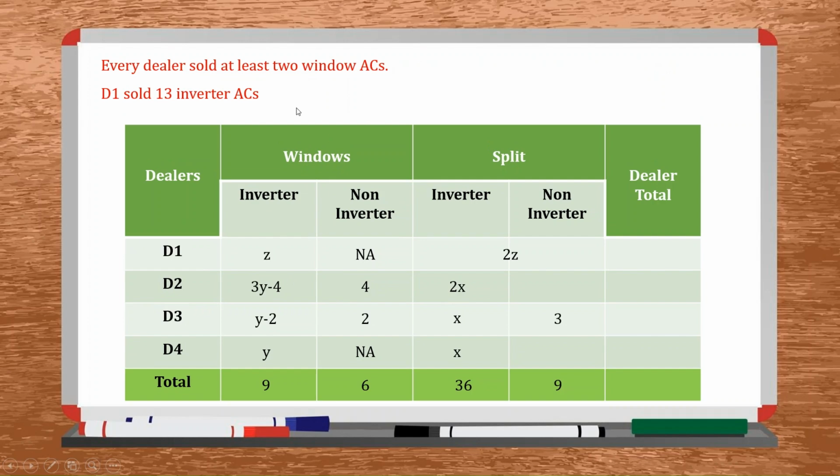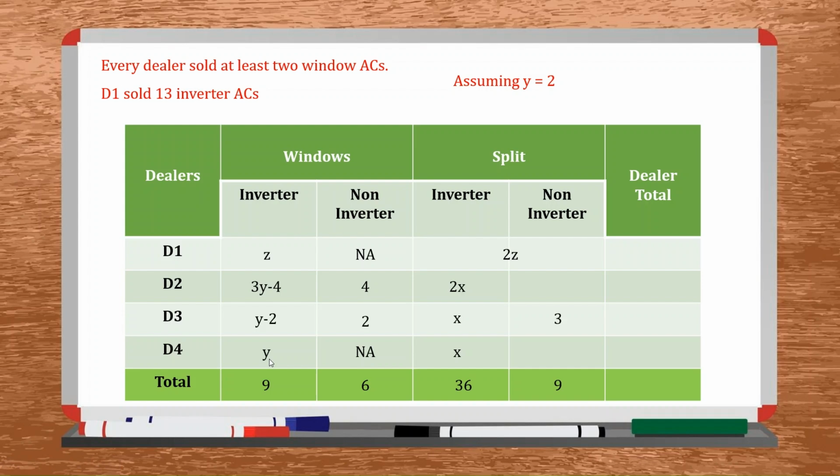So, if every dealer has sold at least 2 window ACs, that means the minimum value for Y should be 2. Because if Y is less than 2, then the windows for D4 would fall below 2, which is not possible. Hence, let me assume that Y is equal to 2 for now. I can go beyond 2 as well, but let me start with 2.